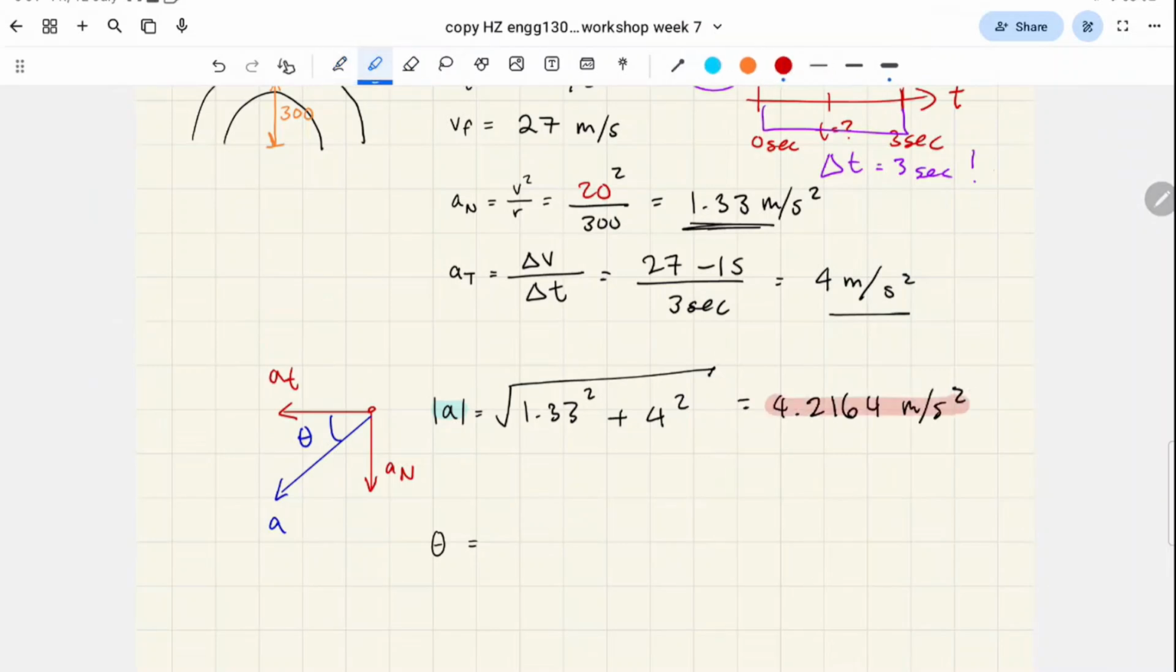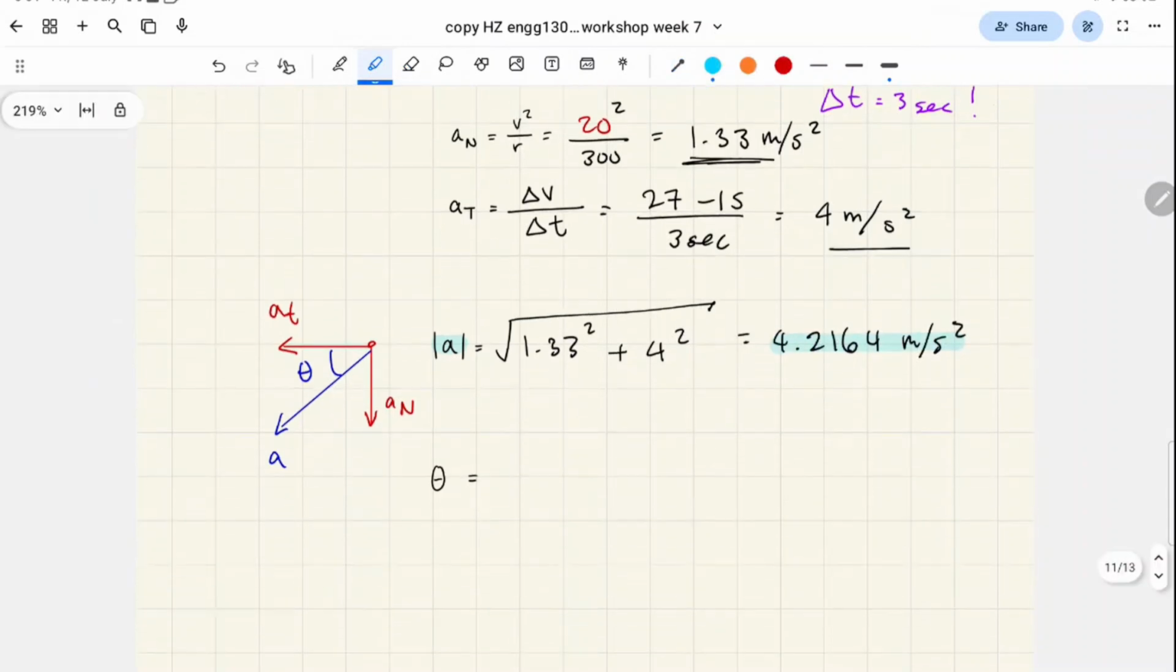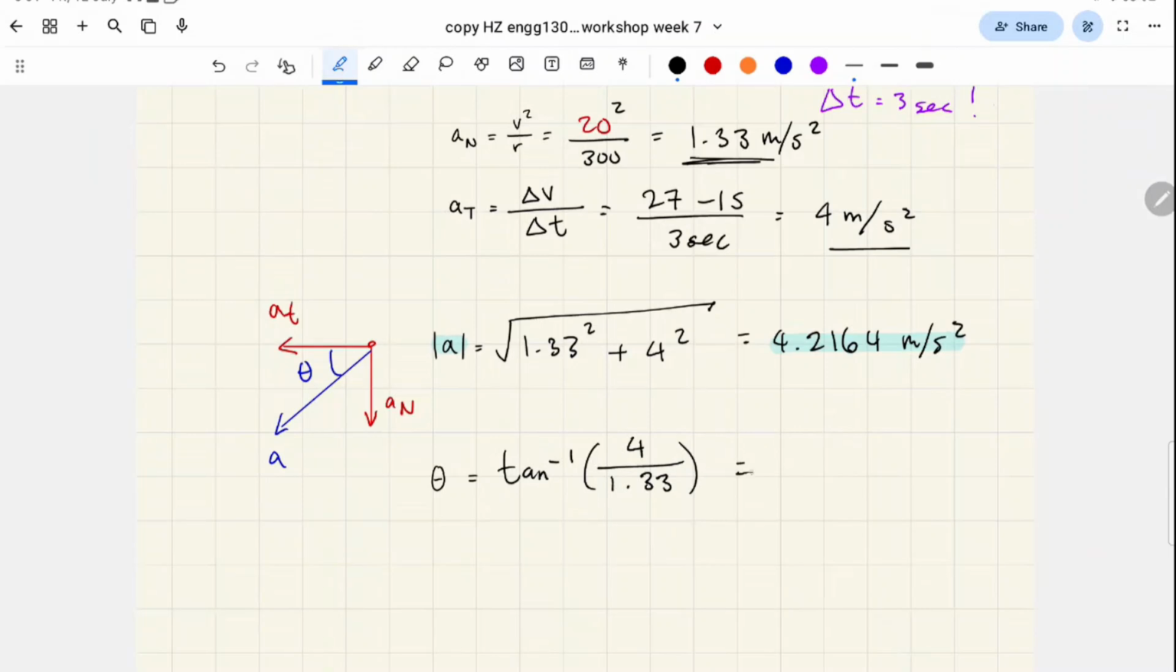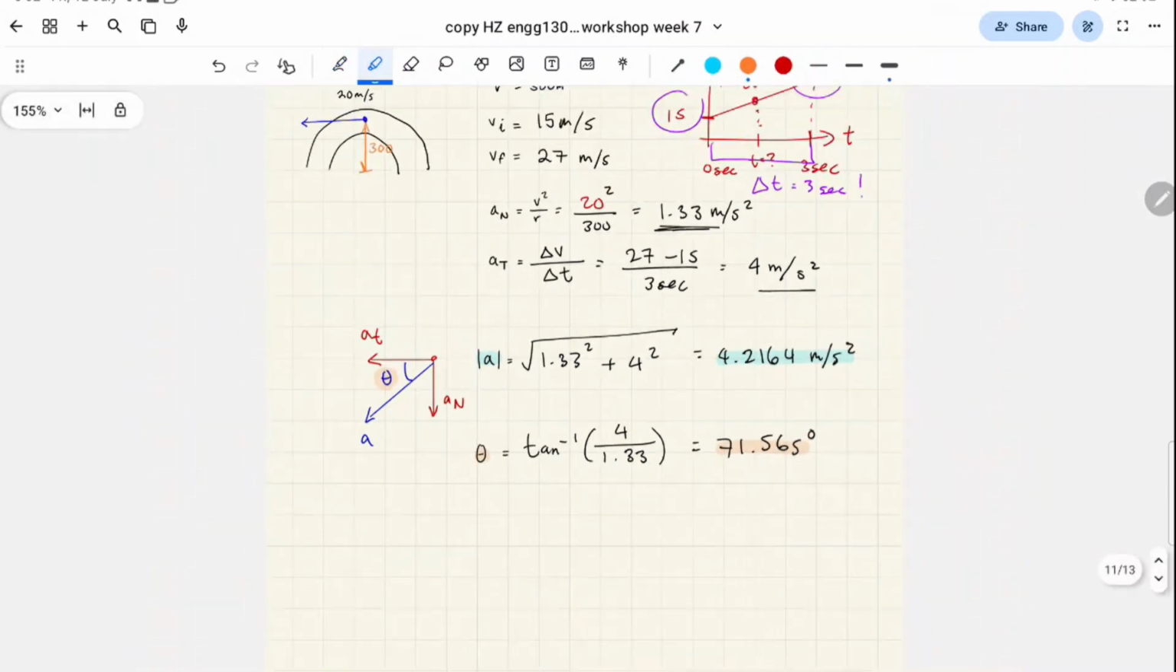So that's the answer. But for some reason, I've also decided to include the angle. I don't know. So yeah, if you're curious what that angle is, it's that. So that angle is that. Yep. Okay. Everyone okay with that kind of concept?